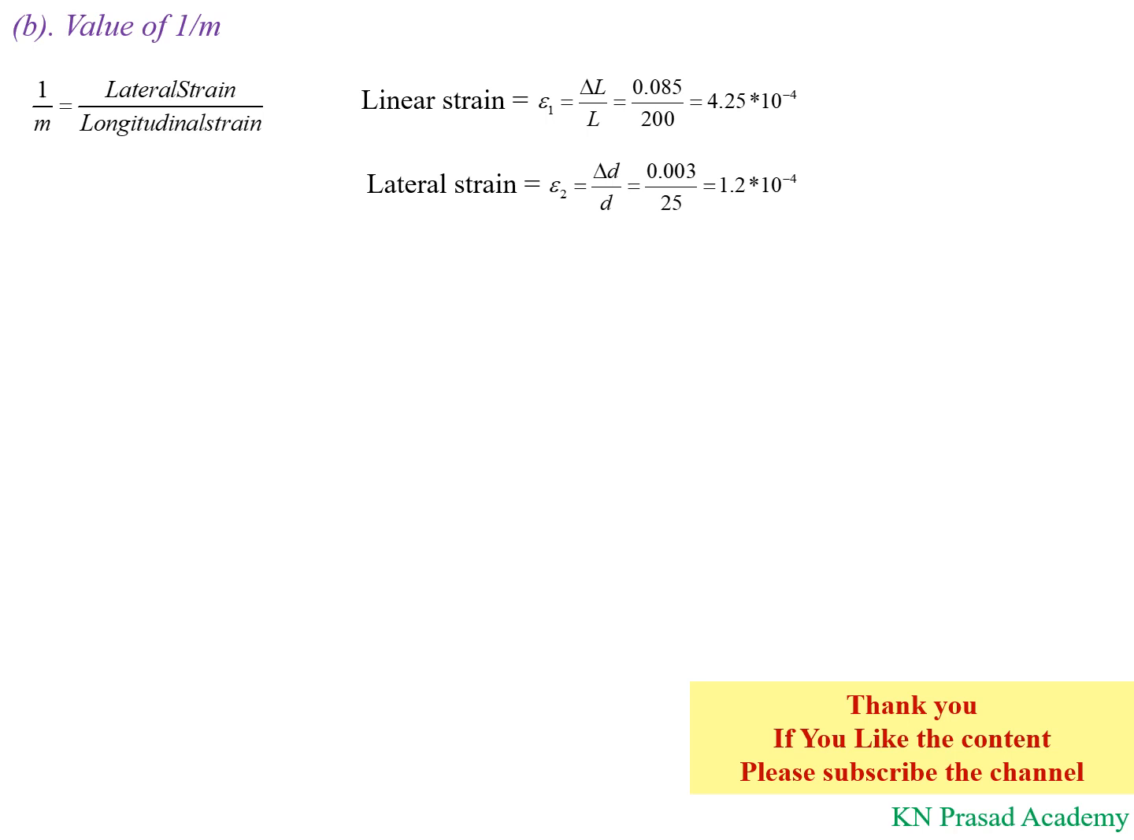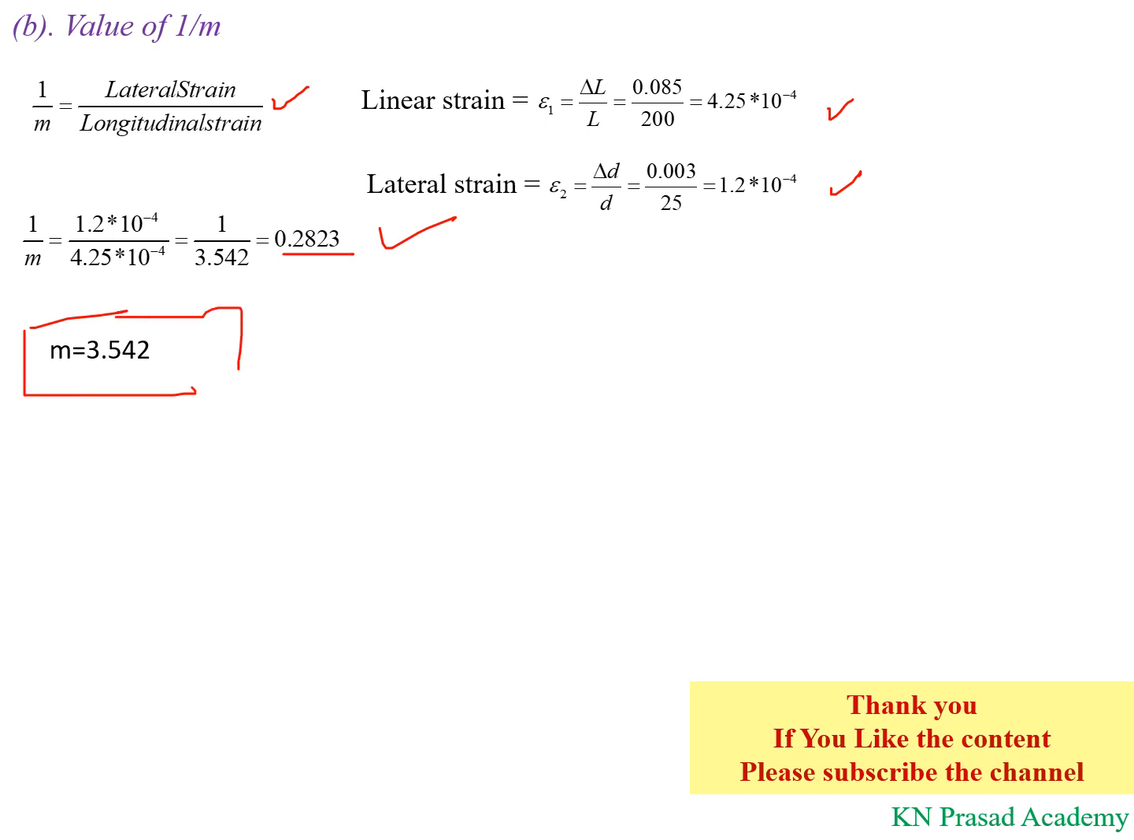Then I have to substitute the epsilon 1 and epsilon 2 values in the Poisson ratio equation. So we get the Poisson ratio, 1 by m, equal to 0.2823. For convenience in determining the bulk modulus and the shear modulus, we determine the m value. From the above equation, we get the m value as 3.542.